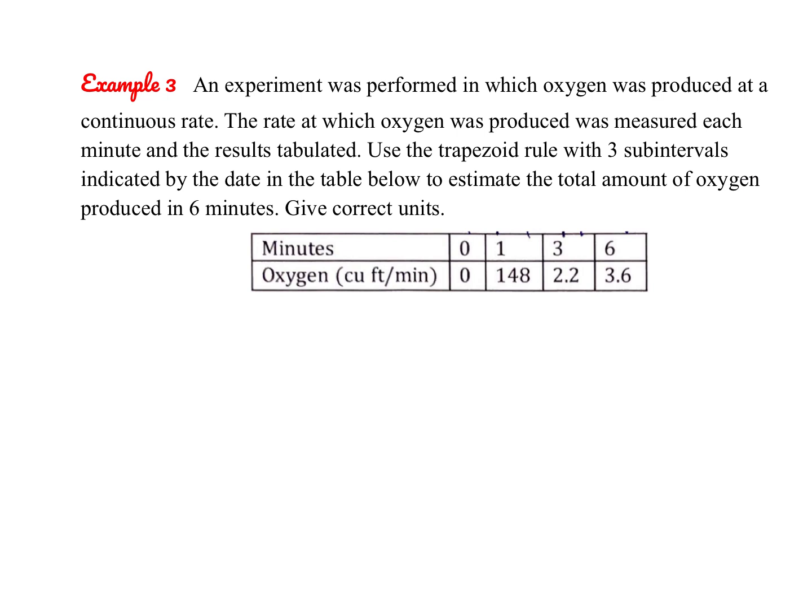All right, let's try one more together. So this says an experiment was performed in which oxygen was produced at a continuous rate. The rate at which the oxygen was produced was measured each minute, and the results are tabulated here. Use the trapezoidal rule with 3 subintervals indicated by the data in the table to estimate the total amount of oxygen produced in 6 minutes.